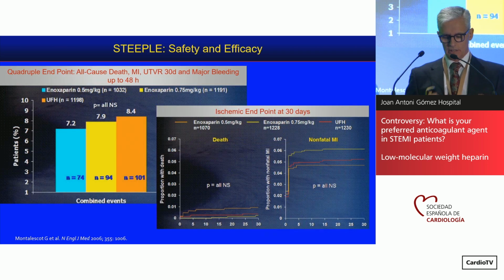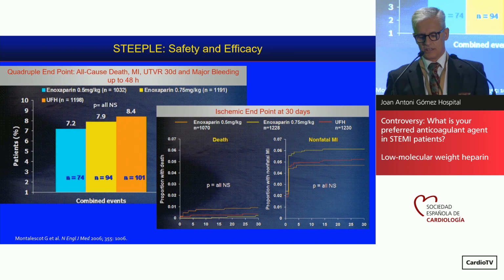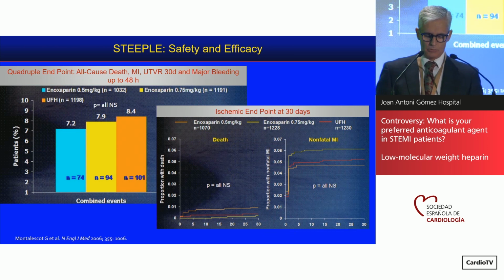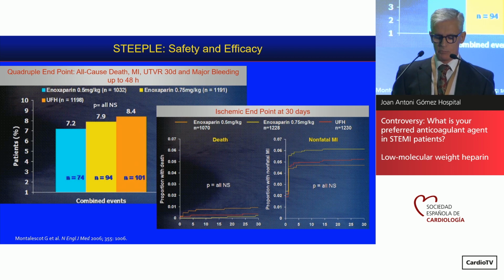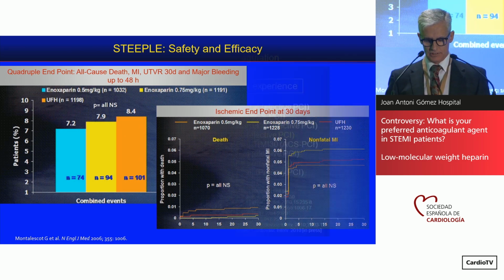And the other secondary endpoint was the ischemic events at 30 days. As you can see on the right, there is no difference between the three groups of enoxaparin, 0.5 milligram per kilo, 0.75, or unfractionated heparin. So it seems that the profile was safe for the enoxaparin during PCI in stable patients.